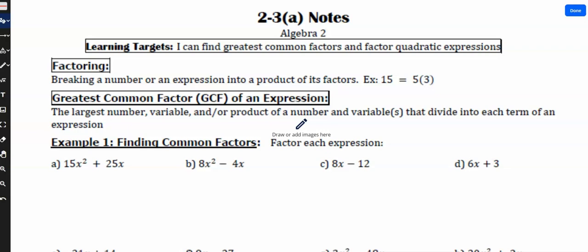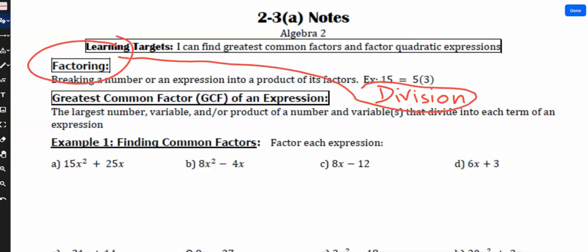All right, factoring: breaking a number or expression into a product of its factors, also known as division. Okay, so factoring is another word for division. Just keep that in mind. When we're breaking something up into factors, we're finding things that multiply together to give you that item.